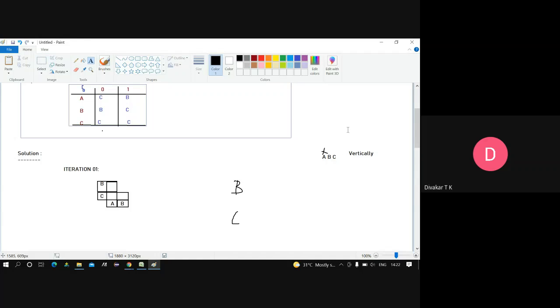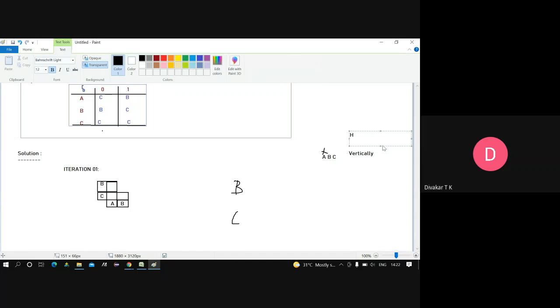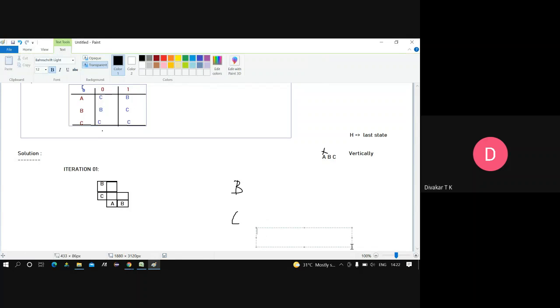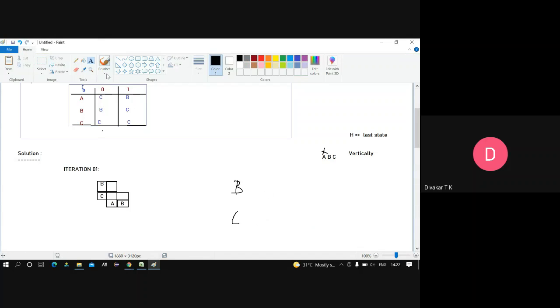When you are writing horizontally, you should not consider the last state. See, when I'm writing horizontally, I'm not considering the last state. What am I writing? A I'm writing, B I'm writing.